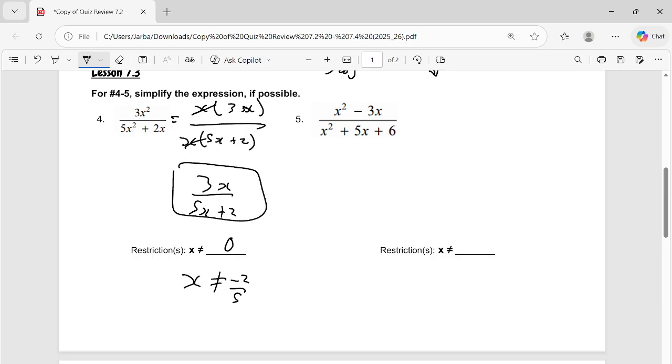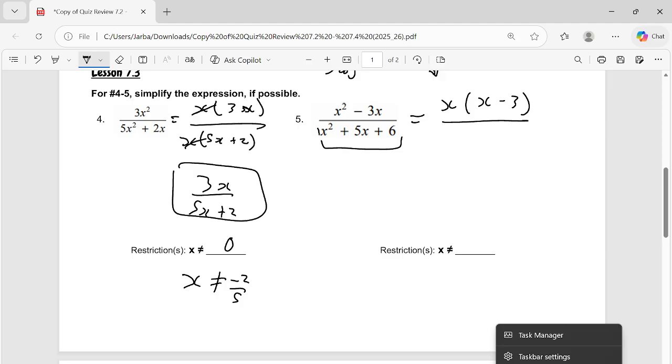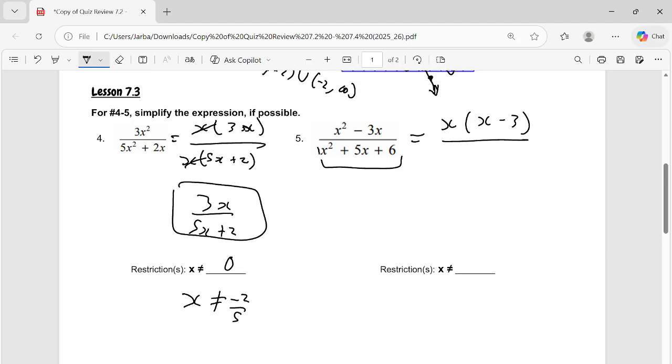Alright. For this one, I'm going to take out an x from the numerator. It's going to leave me with x minus 3. And then I'm going to factor this by thinking what multiplies to 1, so 1 out front, times 6. So just what multiplies to 6 and adds to 5. I'm thinking 3 plus 2 is equal to 5, and 3 times 2 is equal to 6. Yep, that works. So we can factor this as x plus 3 times x plus 2.